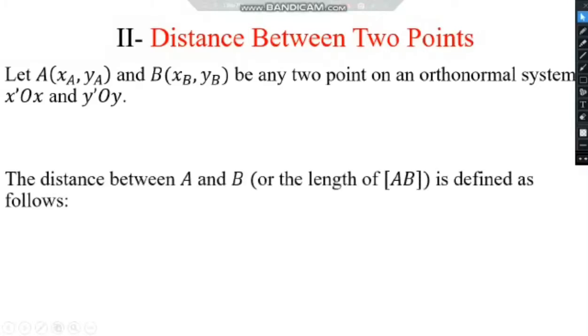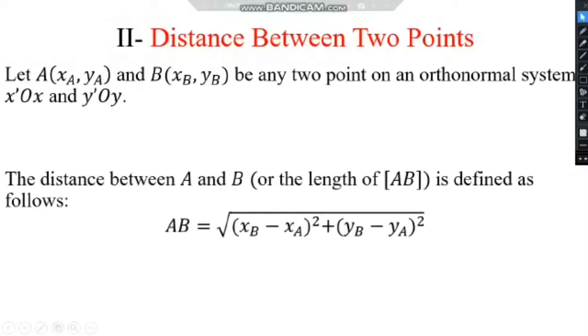The distance between A and B, or sometimes we call it the length of the segment AB, is defined by the following formula. It's the square root of (xb minus xa) squared plus (yb minus ya) squared. Note that here we can't simplify the square and the radical since we have a plus between them. In case it's a multiplication, we can simplify.